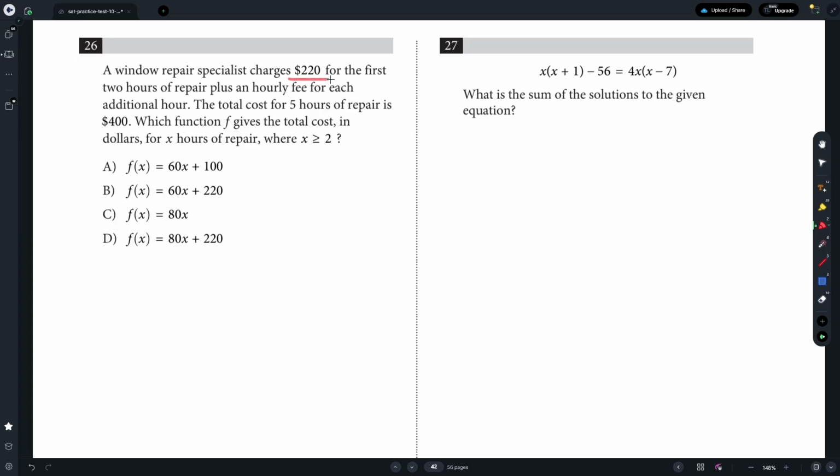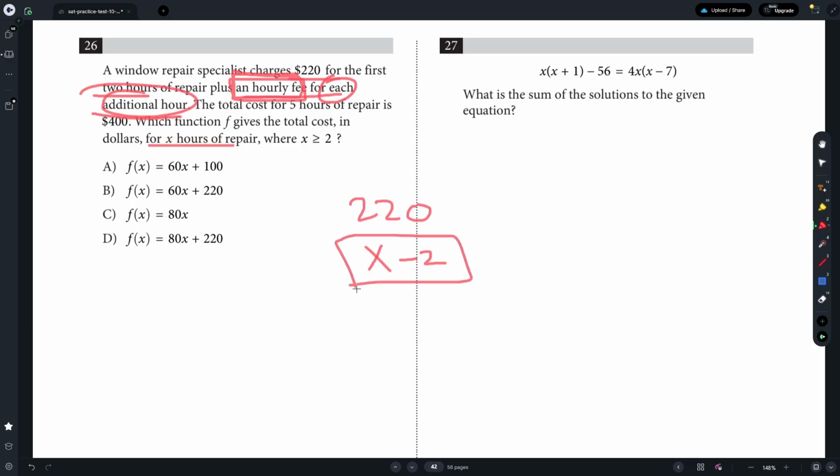So it says it charges $220 for the first 2 hours of repair, right? Plus an hourly fee for each additional hour. And that means $220 is a one-time fee, right? It might seem like it's recurring because it says for the first 2 hours, but it's actually just a one-time fee. We just have to keep in mind that for the first 2 hours, you're not paying this new hourly fee, because it says for each additional hour. So if x is the number of hours, you have to be aware to subtract 2 from x.